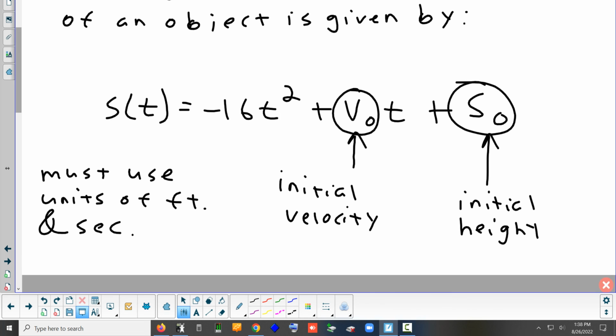In physics, you might learn a different formula that has a different number instead of 16. The reason the 16 is there is because of the units we're using: feet and seconds.